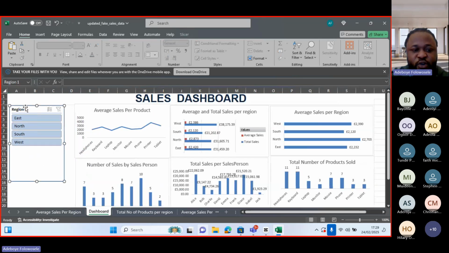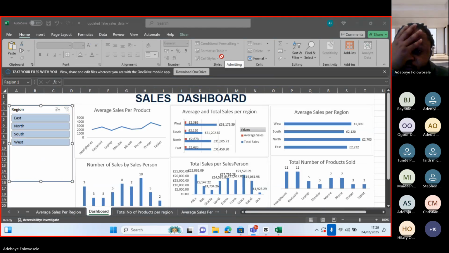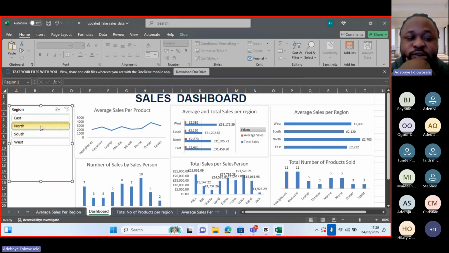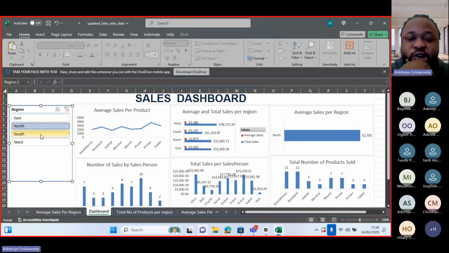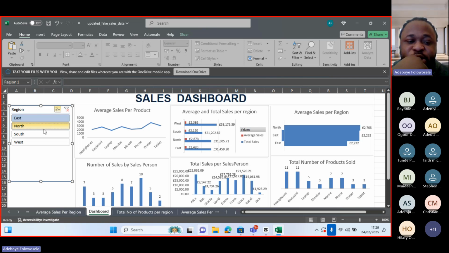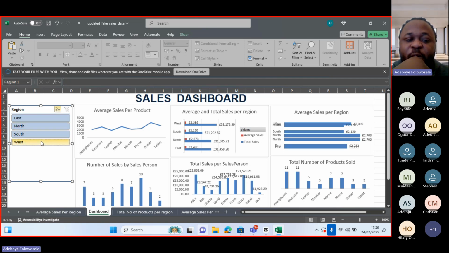Now I need you to look at me very well. Now I want my slicer. At the moment, my slicer is not communicating with anything. You can see it's only communicating with the average sales per region. If I want it to enable multi-select, I'll click on it. This will enable multi-select for me. Now, it's only interacting, let me use the right word, is only interacting with this.